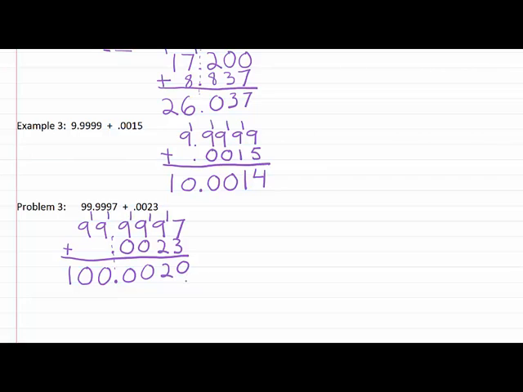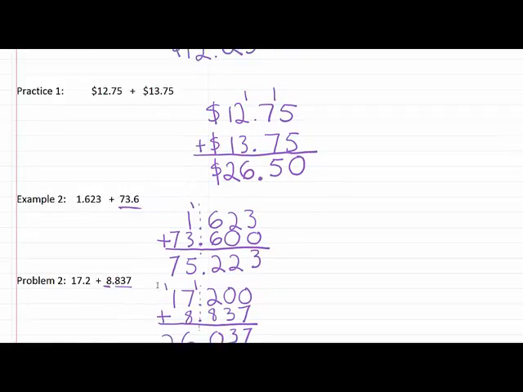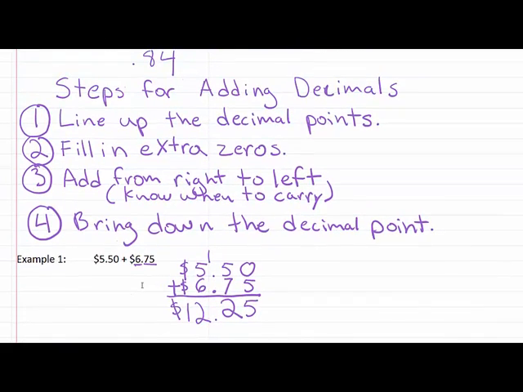So our final answer for this problem is 120 10,000ths. So I do believe that we have now gotten some practice with adding together decimals, and I think I want to just go ahead and sum up by reviewing our steps for adding decimals. Step number 1, line up the decimal points. Step number 2, fill in any extra zeros. Step number 3, add from right to left. This is going to make it really important that we know when to carry. And finally, bring down the decimal point.